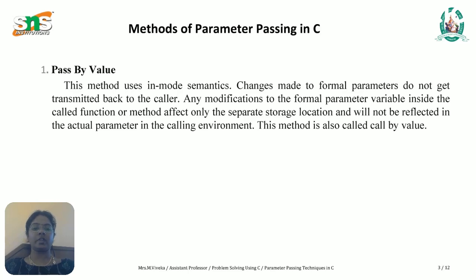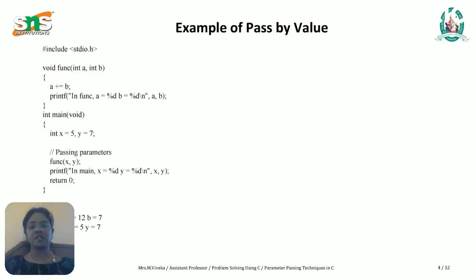Any modifications to the formal parameter variable inside the called function or method affect only the storage location and will not be reflected in the actual parameter in the calling environment. This is also called call by value. Next one is pass by reference. In this also, the address is going to be referred to over there.